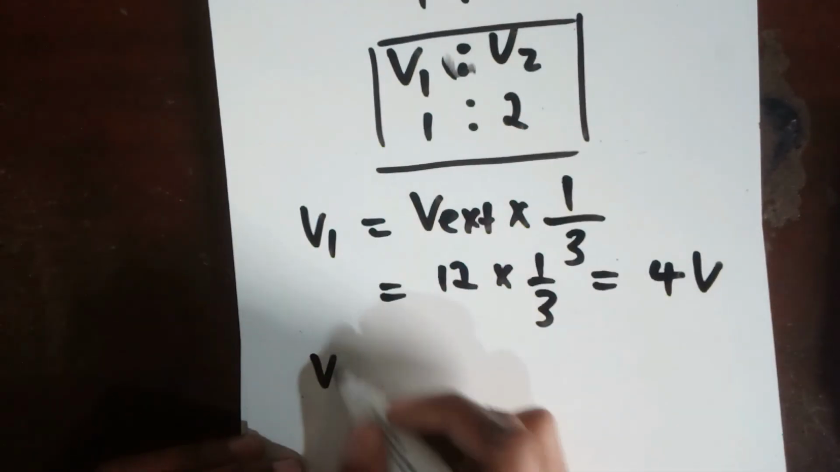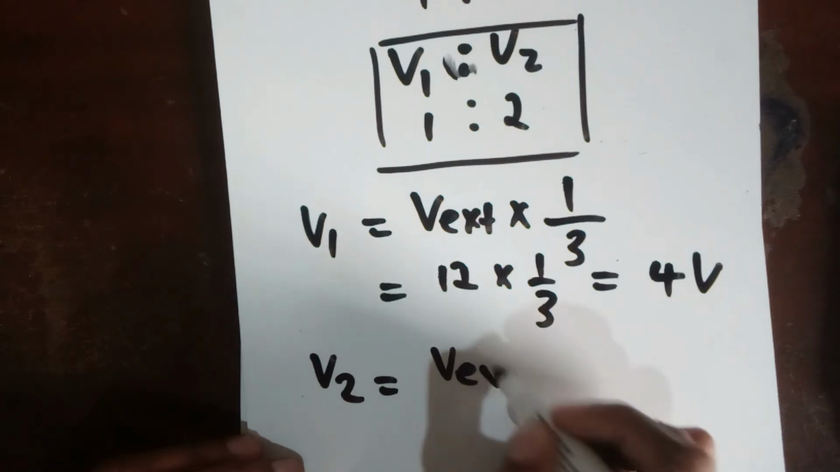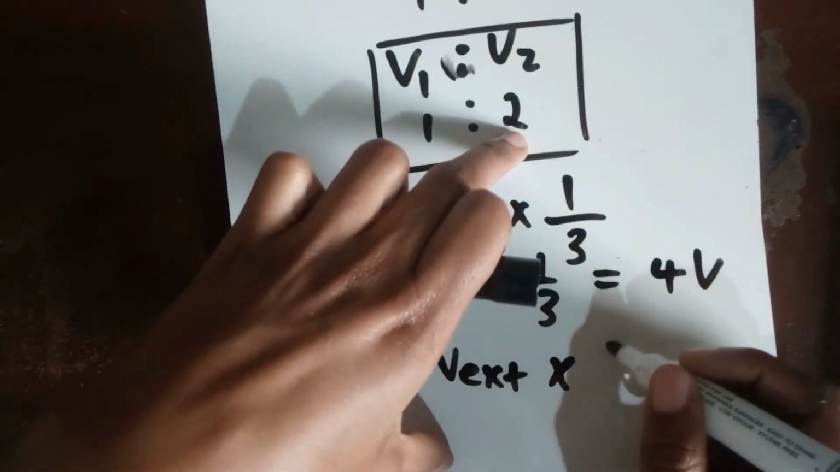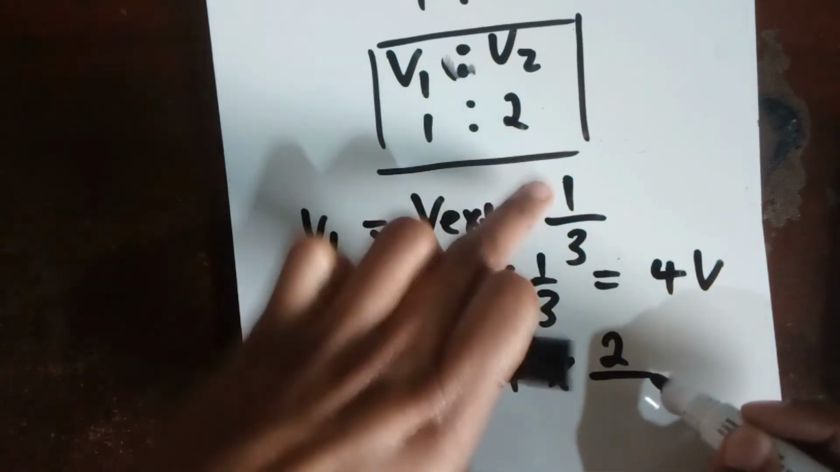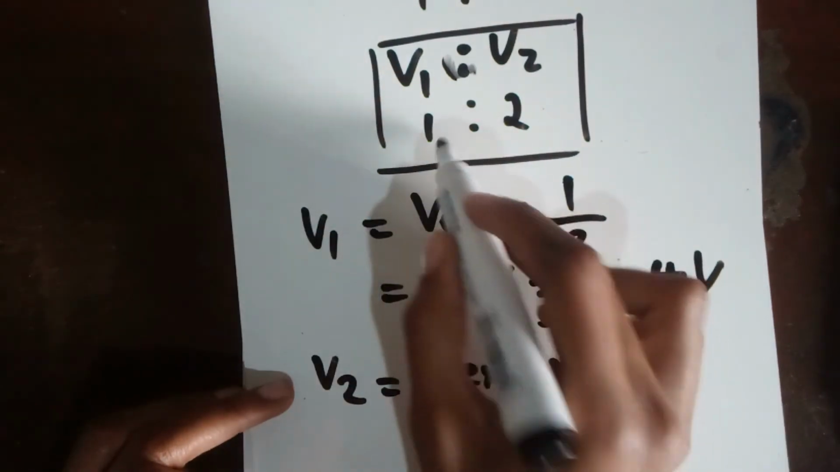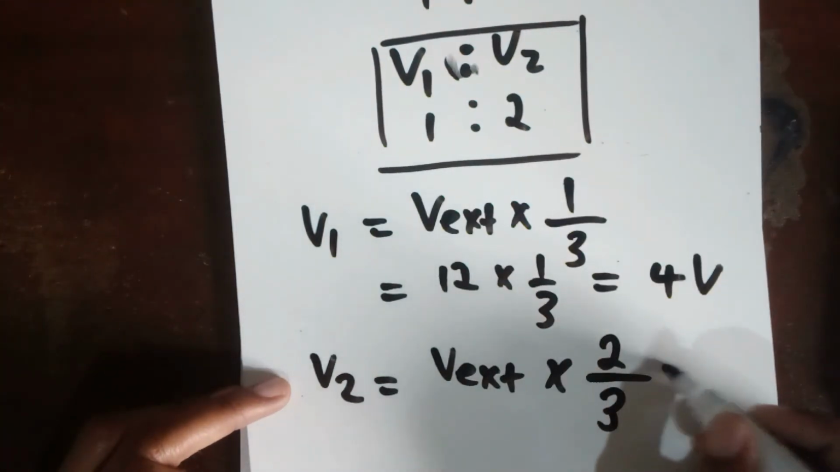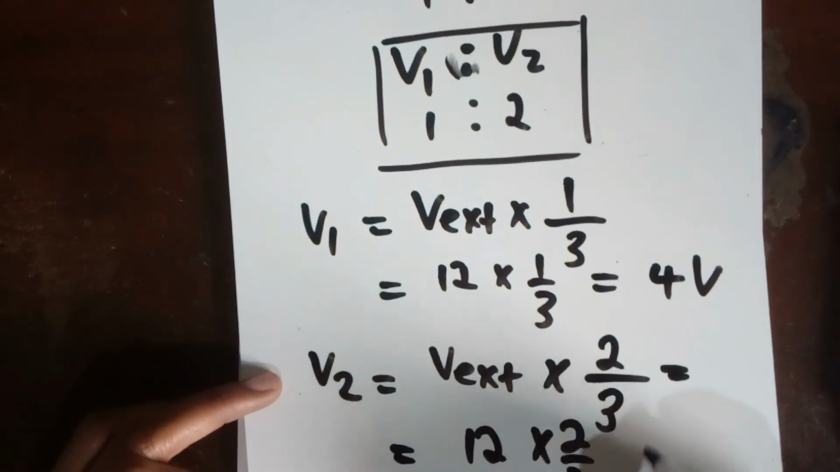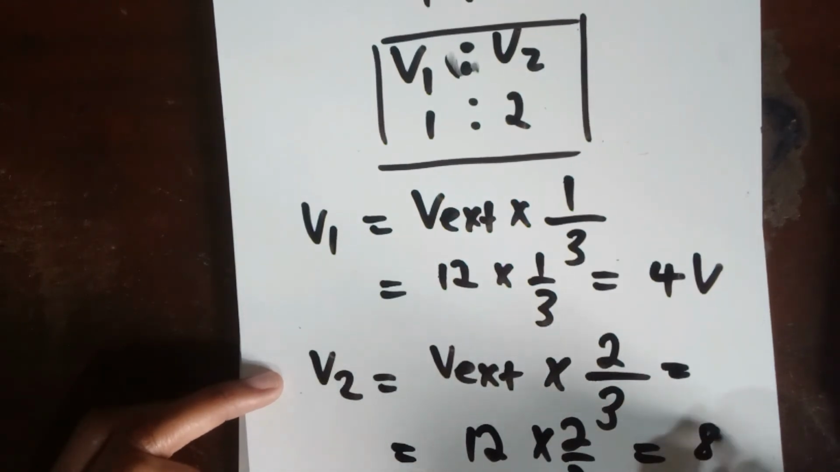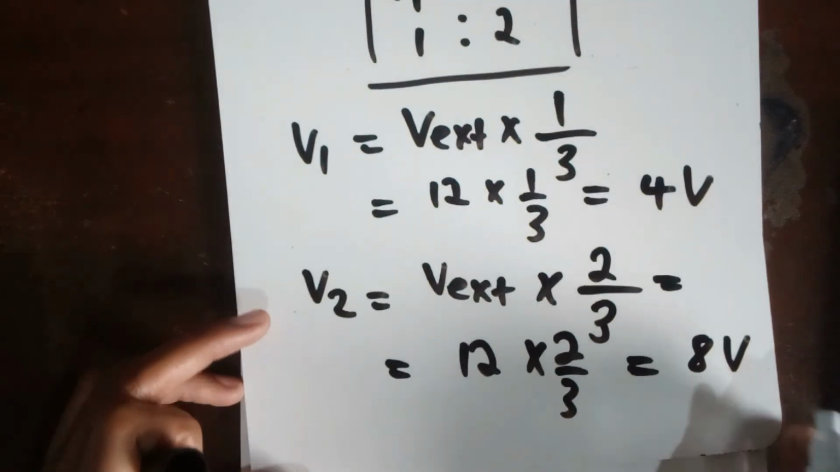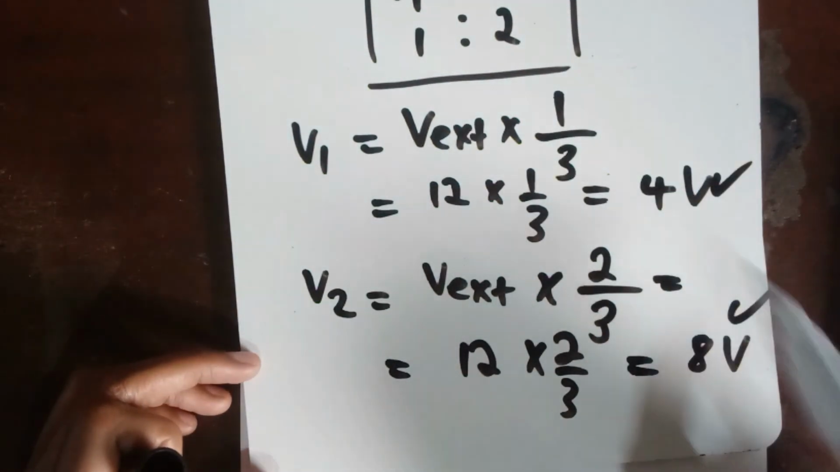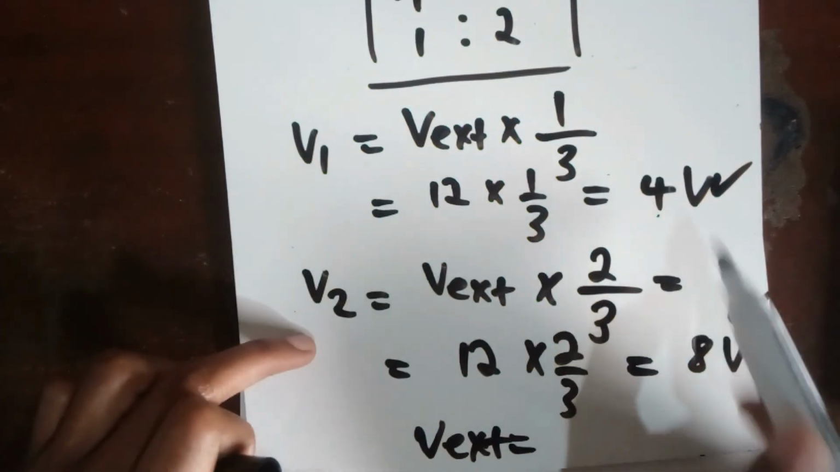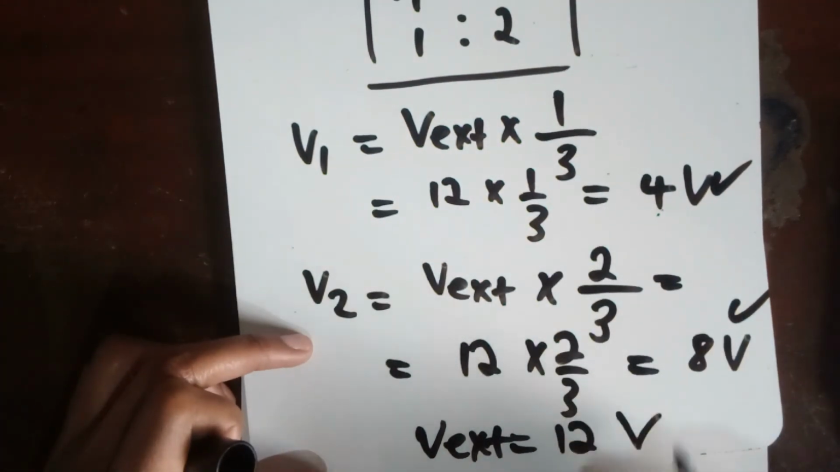Doing the same thing for V2, you can say, okay, V external multiplied by the two parts of resistor R2 in terms of the voltage. So it's 2, and then divided by the total parts, which is 1 plus 2, which is 3. So we have 12 multiplied by 2/3, so that's 24 divided by 3, which is equal to 8 volts. So you see, we still arrive at the same answer, and the total V external is still equal to V1 plus V2, which is 4 plus 8, and it gives us the value of 12 volts.